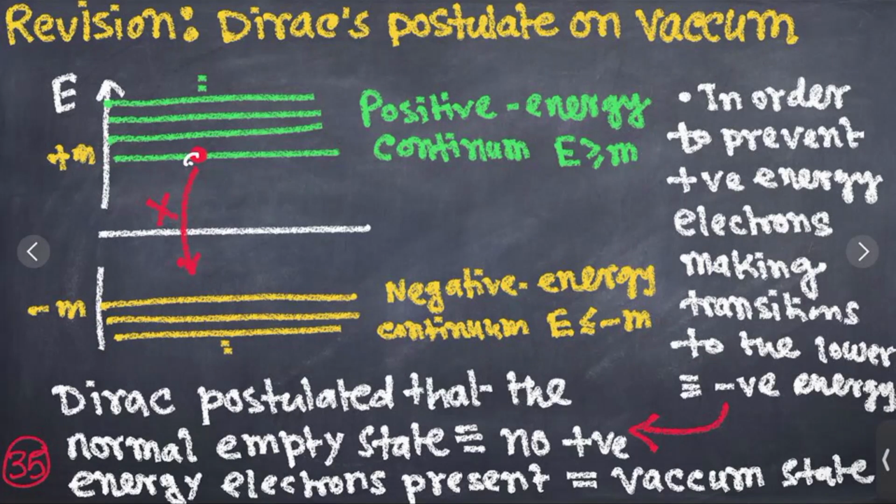To do that, he made a postulate. In order to prevent the positive energy electron from making a transition to a negative energy state, we postulate that if I consider the normal empty state, which is sometimes called the vacuum state, there will be no positive energy electron present. In the vacuum state there is no positive energy electron. This is his postulate. Let's try to understand the consequence of this postulate.